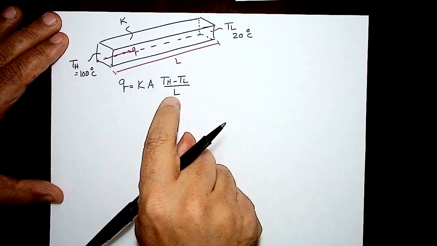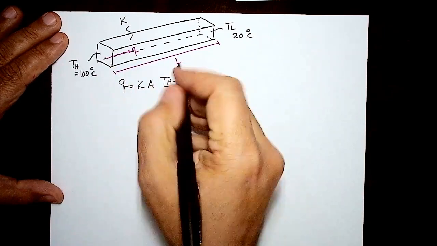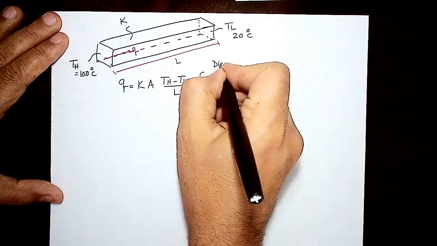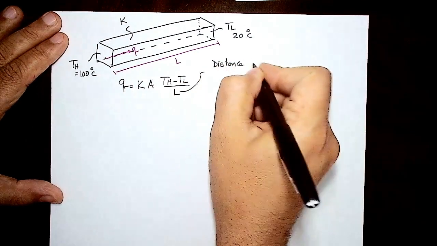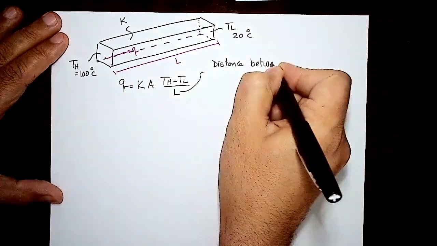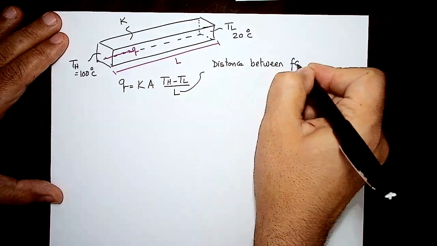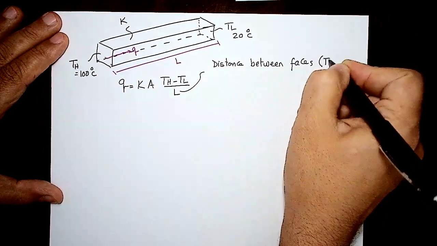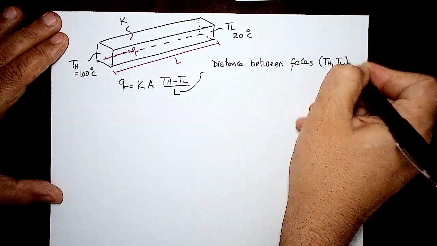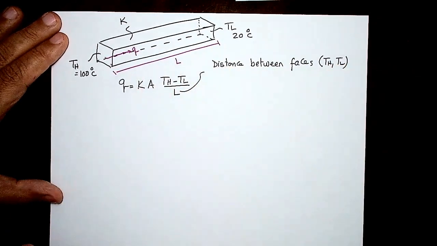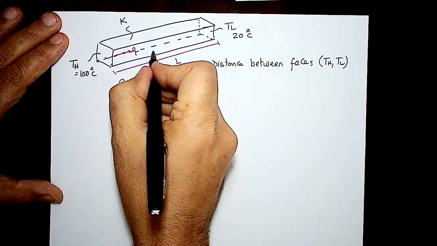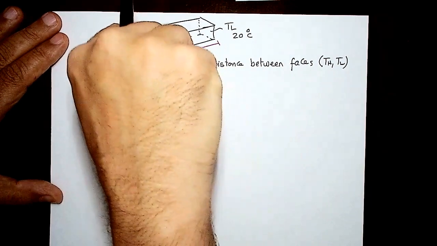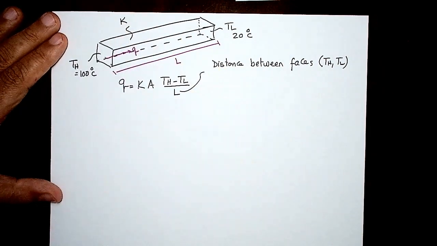Remember, L is always the distance between that face and that face. L is the distance between faces TH and TL. Okay, so that's the length here. So if I'm looking for the heat from the bottom to the top, the length will be the thickness, and so on. Okay, but what is A?